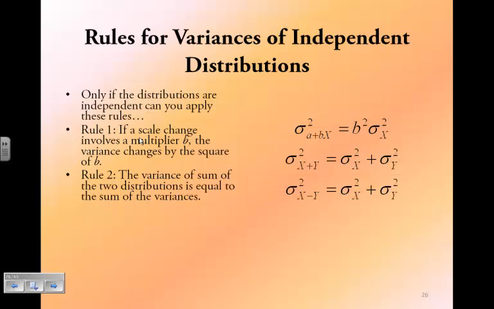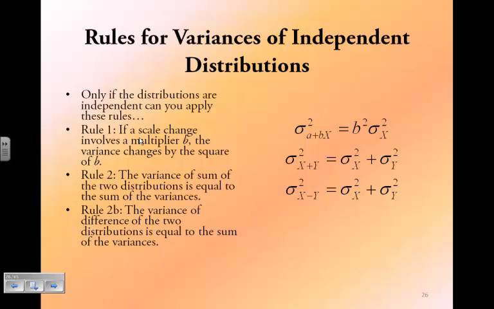And if we're going to subtract them, now here's something interesting, rule 2b: even when you're subtracting the variances, you still add. So notice that x plus y and x minus y have the exact same rule. That can be confusing, and I'm going to give you some examples to go over and see why this happens. But you should definitely write this down, and then we're going to do an example here.